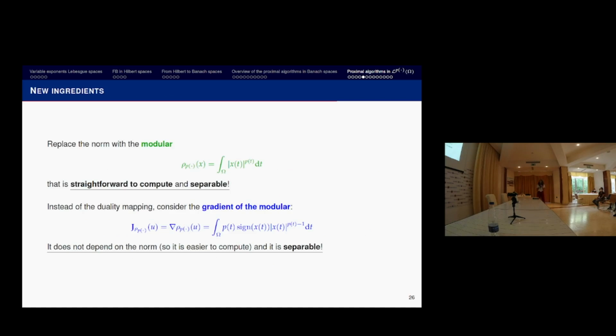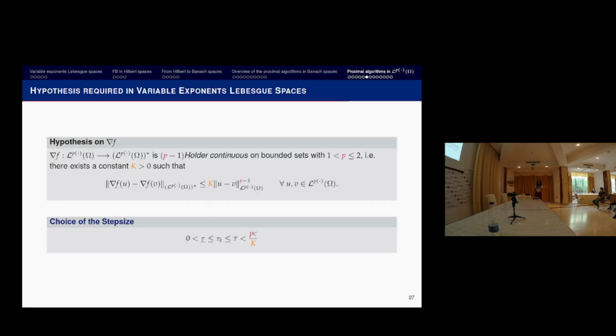So the solution is to replace the norm with the modular, since it is easy to compute and it is separable, and to replace the duality mapping, that is the gradient of the norm, with the gradient of the modular, that is defined, as you can see, in blue. And both these quantities are easier to compute and separable. And so this is the key idea of the following slides.